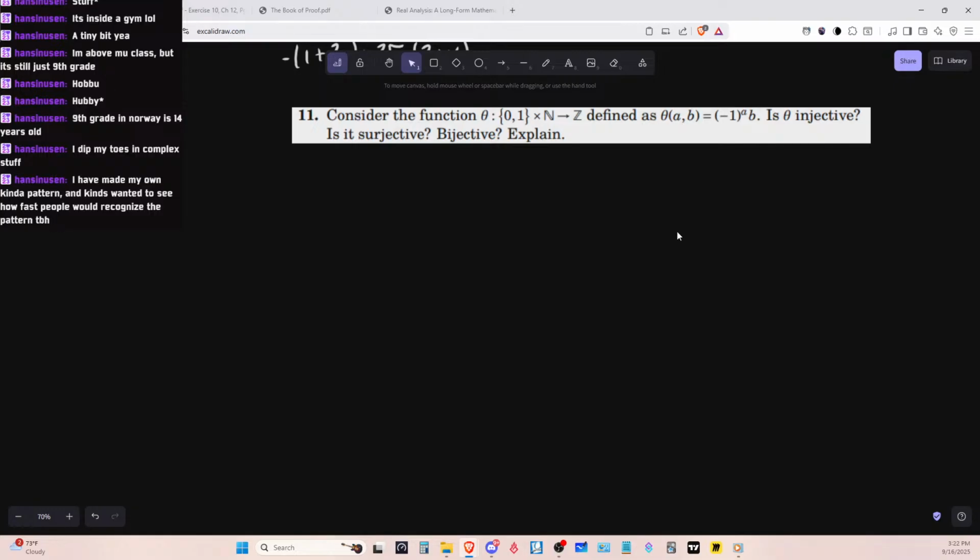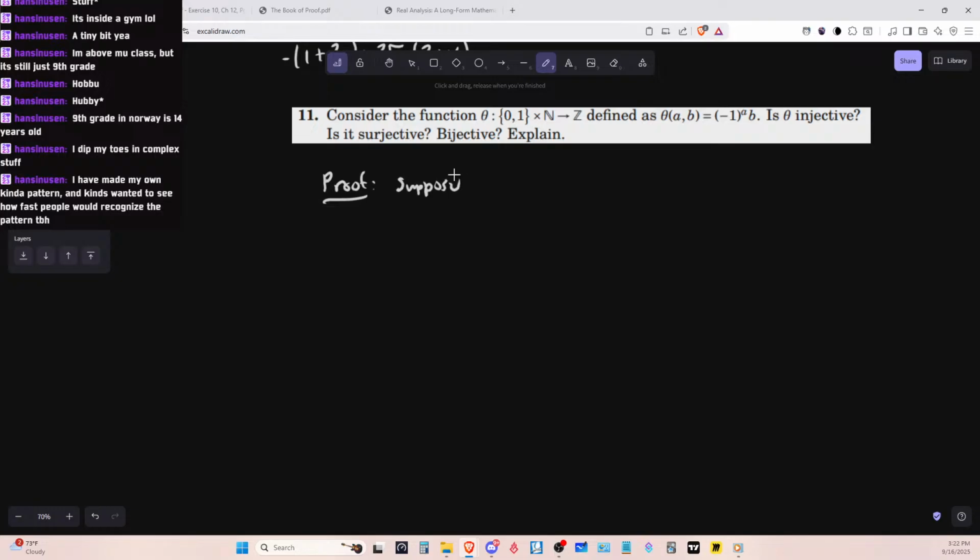I have made my own kind of pattern. I wanted to see how fast people would recognize the pattern. Oh, that's cool. Yeah, because math is all about patterns actually. If you ask someone what math is about, they would probably say it's the study of numbers? I mean, that's part of it, but not really. It's basically studying patterns.